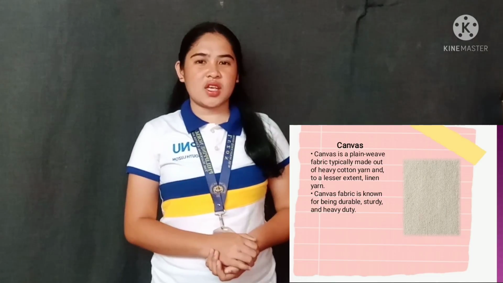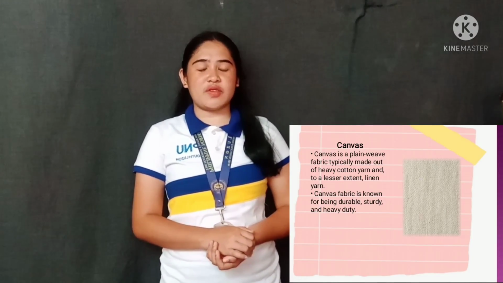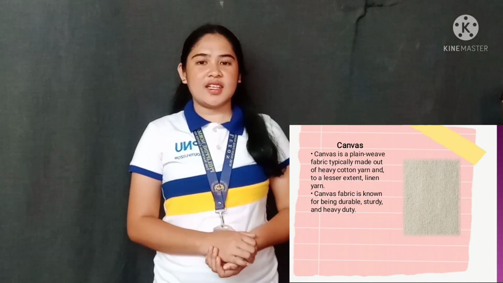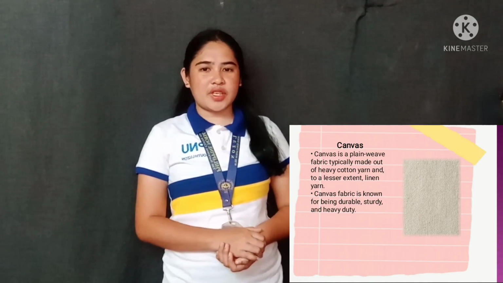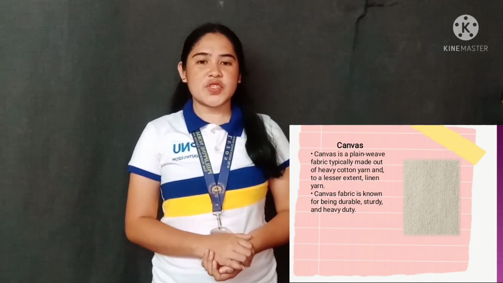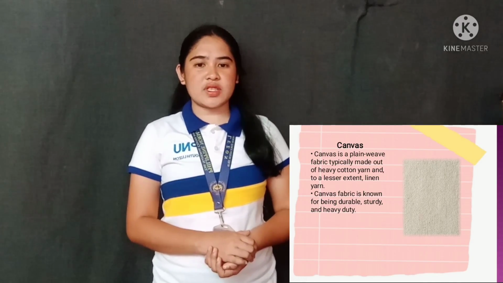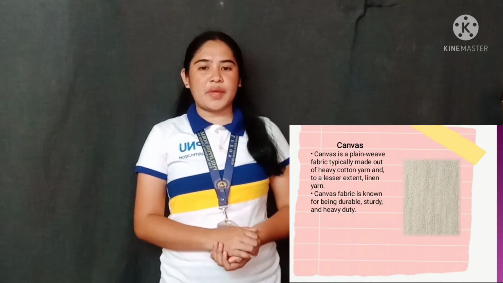First, canvas. Canvas is a plain weave fabric typically made out of heavy cotton yarn and to a lesser extent, linen yarn. Canvas fabric is known for being durable, sturdy, and heavy-duty. By blending cotton with synthetic fibers, canvas can become water-resistant or even waterproof, making it a great outdoor fabric.